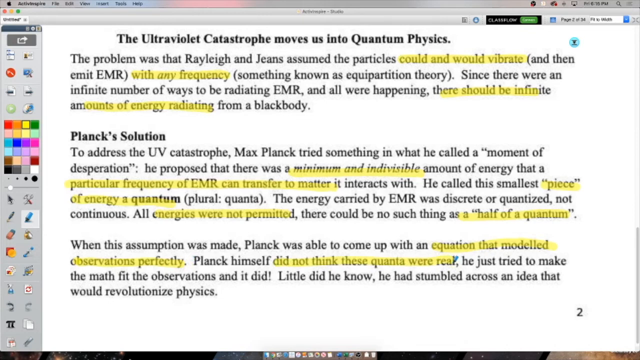So much of physics is playing around with math. And so Planck was getting the math to work, but even he said, this is obviously fake, guys. I don't know why, but it just makes the math work. And with this weird little math trick that Planck tried, he had stumbled on to one of the most revolutionary ideas in physics. It literally completely revolutionized the way that we look at the workings of our universe.